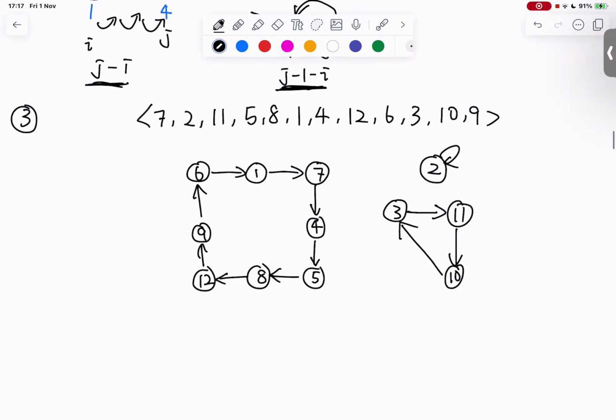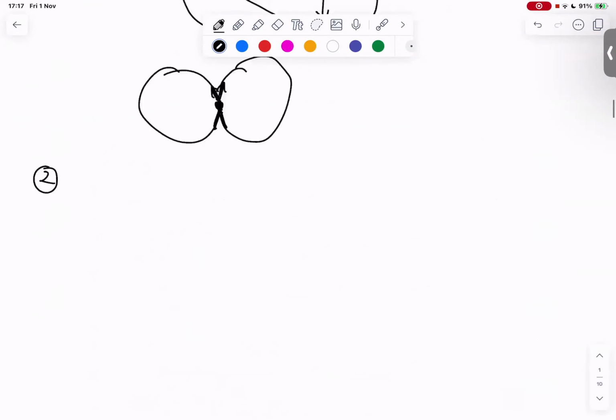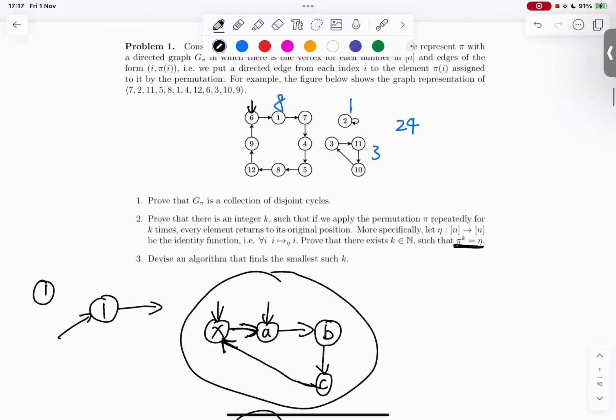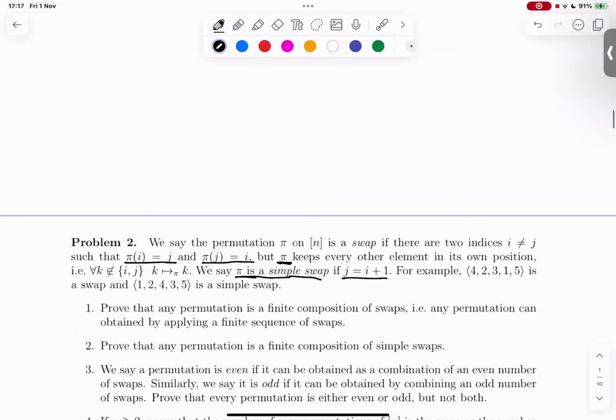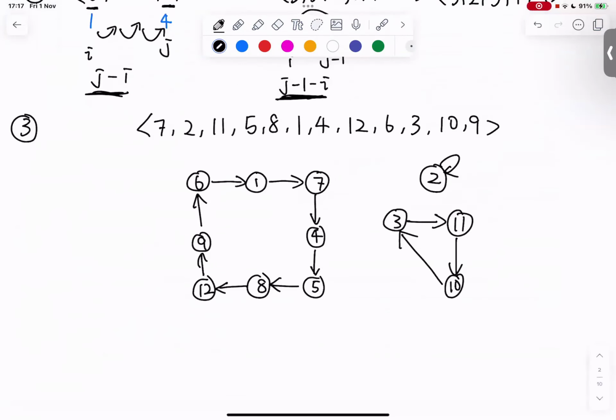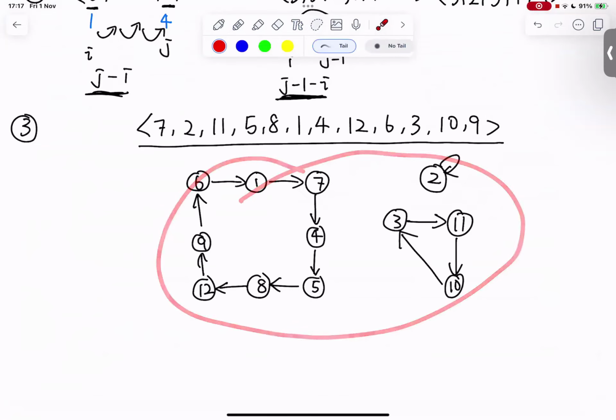So we can use the idea of graph in the first problem. We have already proved that a permutation is just a collection of disjoint cycles, right? You have proved that in part 1. Every permutation is just a collection of disjoint cycles. So I just used the example in part 1, problem 1. So this is the permutation, and we have this graph.